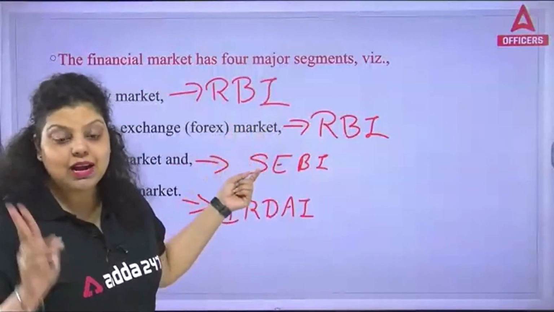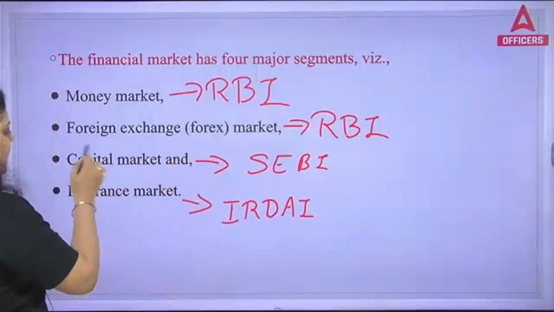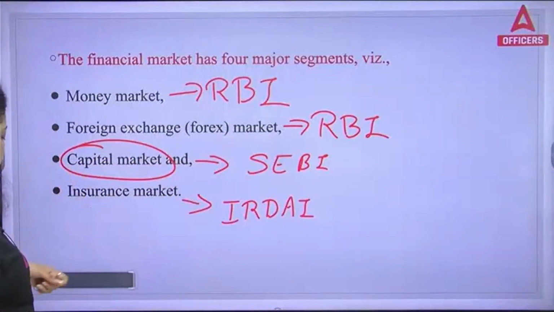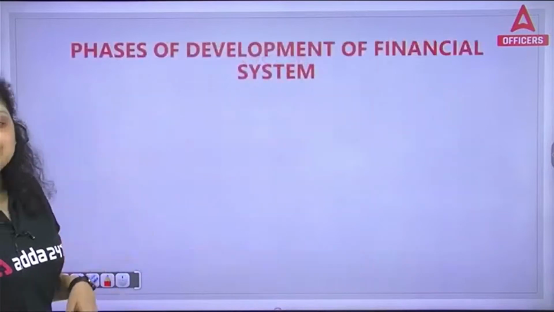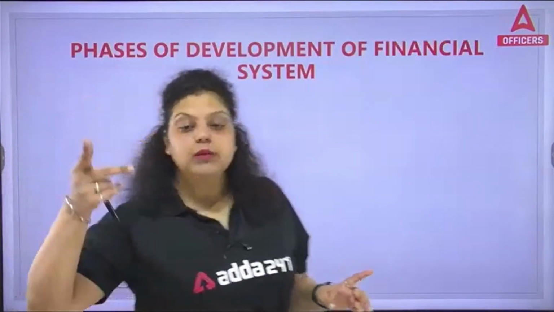The capital market includes two types of markets. Let me know the names of those markets. We have discussed that the capital market includes both of these markets. What are the names of those markets?